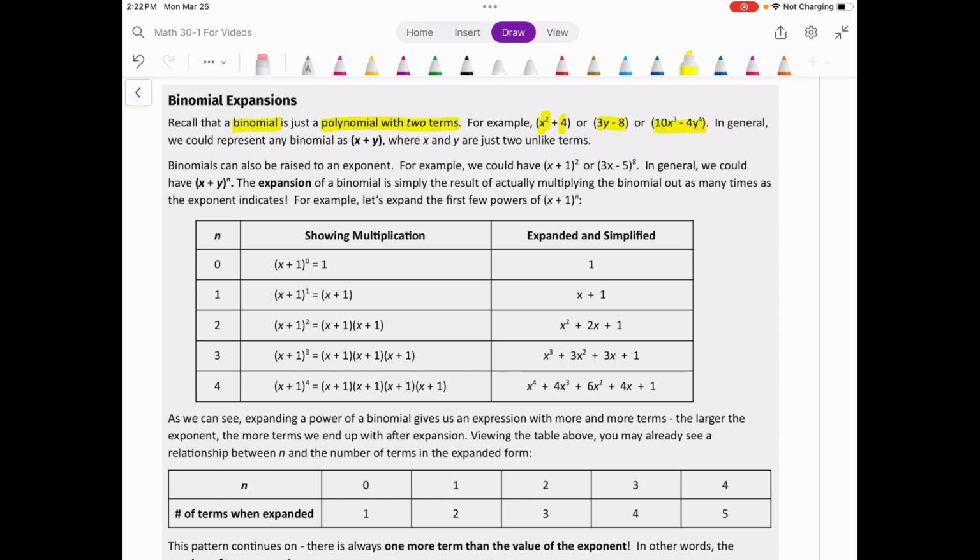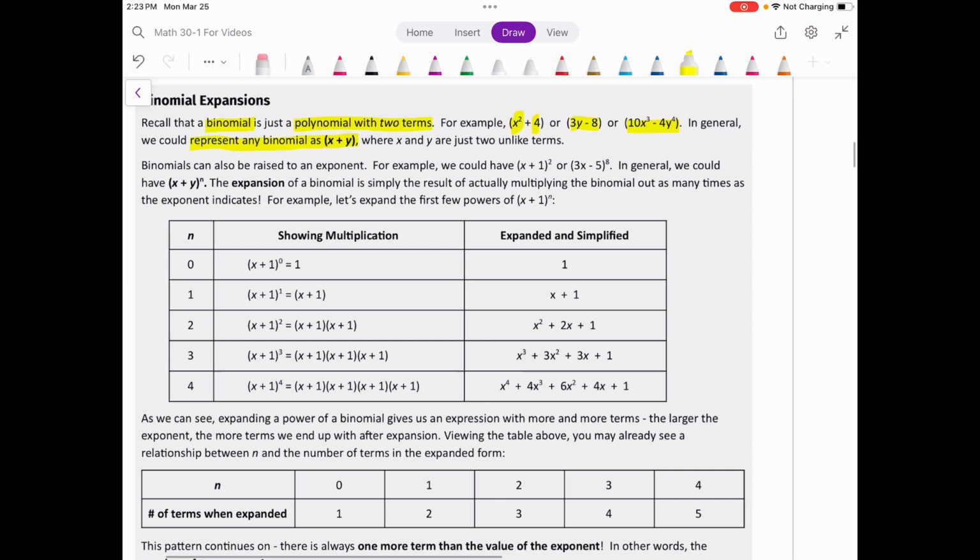So in general, how can we represent any binomial? We could just say it's x plus y. I mean, it won't always just be an x and a y, of course, as you can see in all of these examples, but it's just two terms being added, and they have to be unlike terms. Otherwise, we could just combine them, and then it's not really a binomial, it's a monomial.